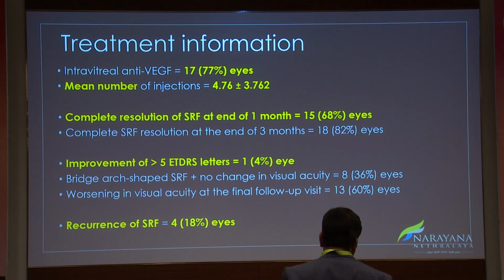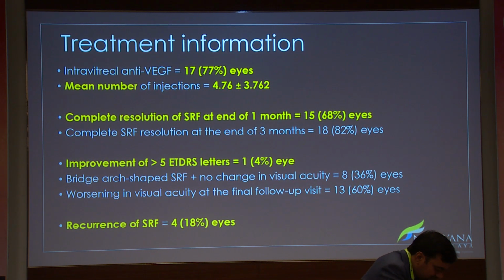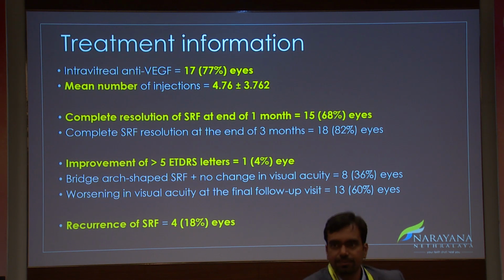So in our study, 77% of patients received intravitreal anti-VEGFs. The mean number of injections received was 4, and there was a complete resolution of SRF at the end of 1 month in only 68% of eyes, while 82% of eyes had complete resolution of SRF at 3 months. Also, there was only 4% of patients where there was improvement of more than 5 ETDRS letters, while in 60% of the eyes the final visual acuity had worsened. There was also recurrence of the SRF in 18% of eyes.